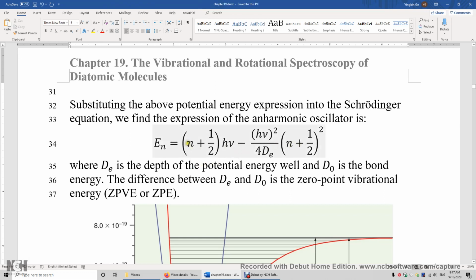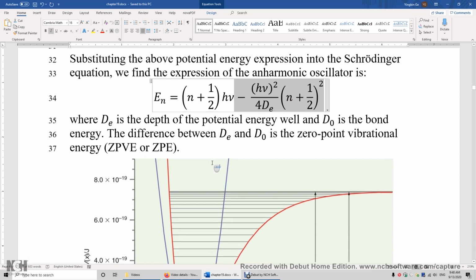But as you can see over here, this is n plus half. This is n plus half squared. So if n is really large, this negative correction will become really important. That means if we are trying to make the harmonic oscillator approximation for diatomic molecules, no problem, as long as this quantum number n is small. If n is 0, 1, 2, maybe fine. But when n is 10, this second correction term becomes so important.